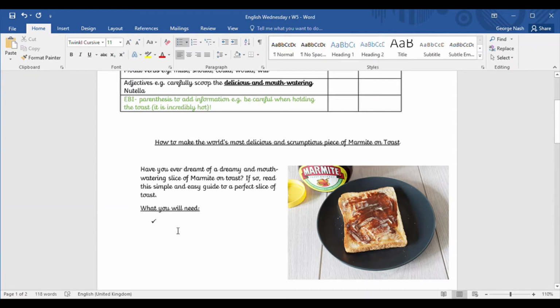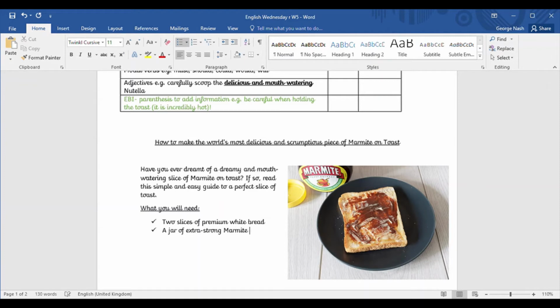Sorry. What are we going to need? I'm going to go, because Mr. Nash can never have one piece of toast on its own. I've always got to have two. I'm going to say 2 slices of premium. Now, premium just means, the sort of best. Okay, premium white bread. Okay, I don't just want any old boring white bread. I want premium. I want the best and tastiest white bread. A jar of extra strong Marmite.